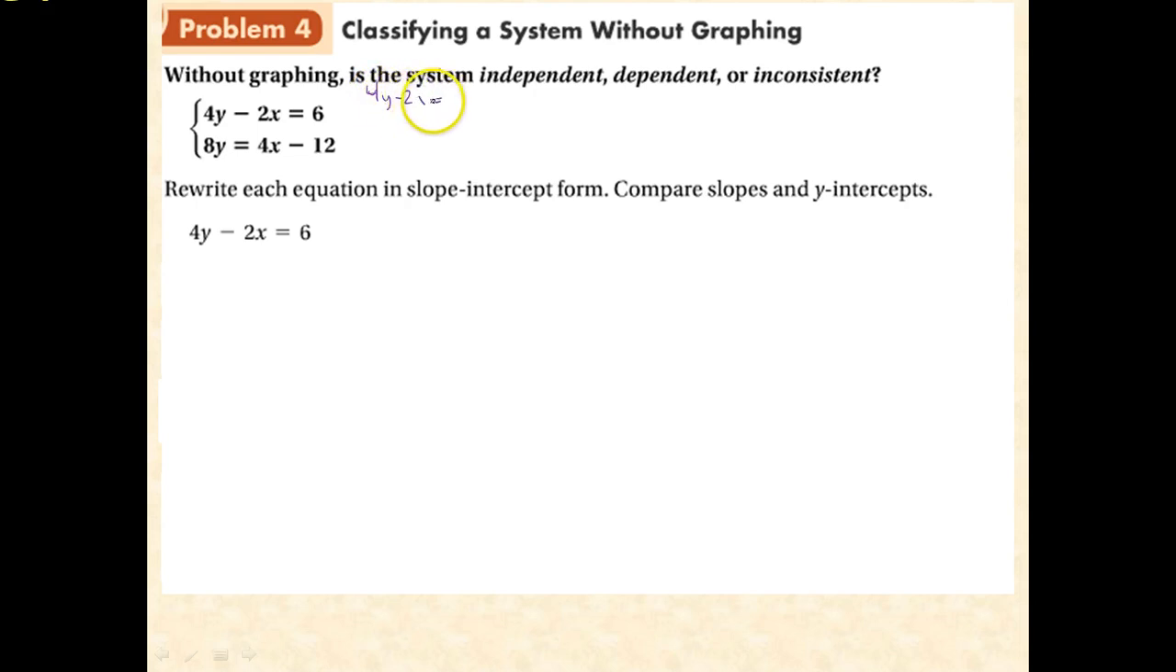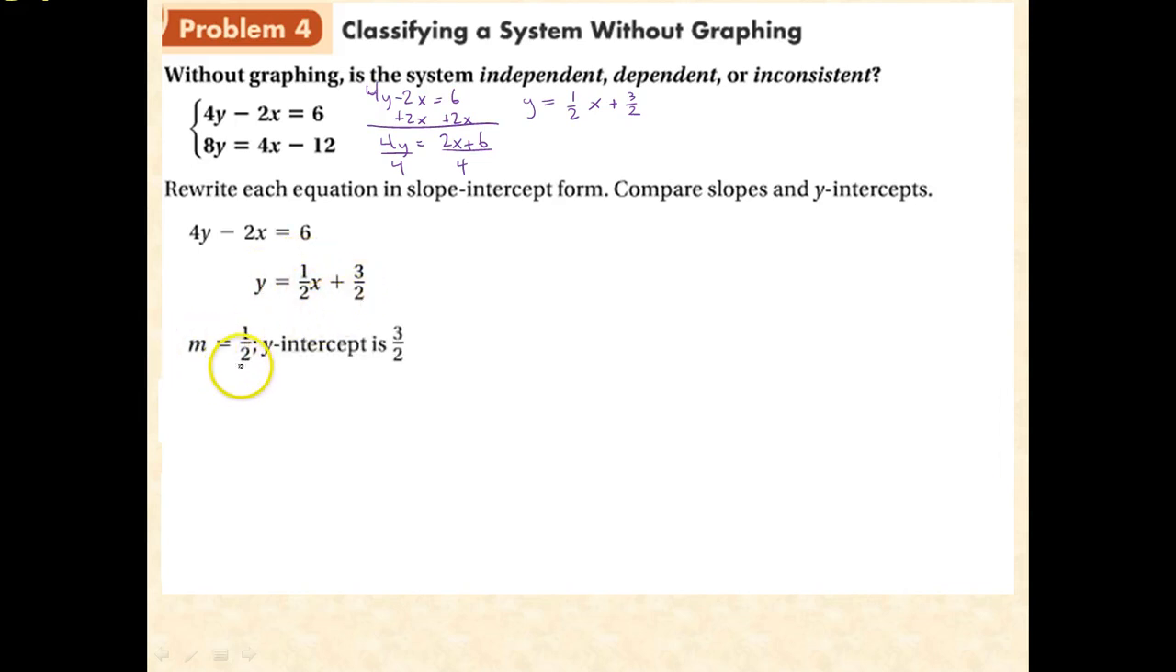4y minus 2x equals 6. I need to add 2x to both sides. That gives me 4y equals 2x plus 6. If I divide both sides by 4, I get y equals 2 over 4, which is 1/2 x, plus 6 over 4, which reduces to 3 over 2. So y equals 1/2 x plus 3 over 2. My slope is 1/2. My y-intercept is the point (0, 3/2).